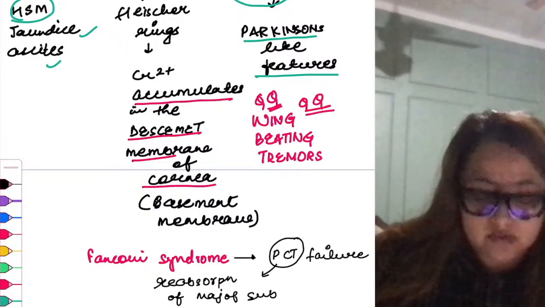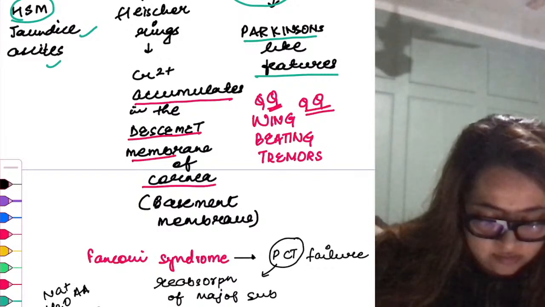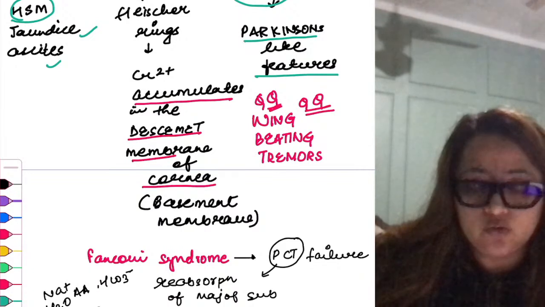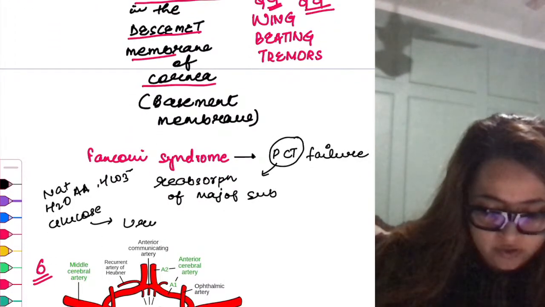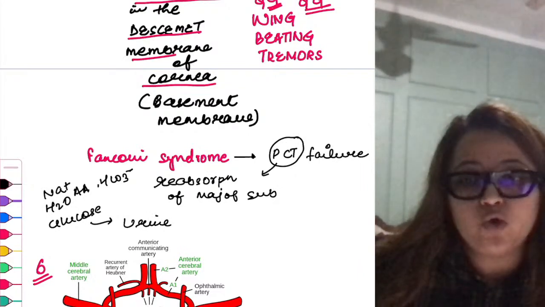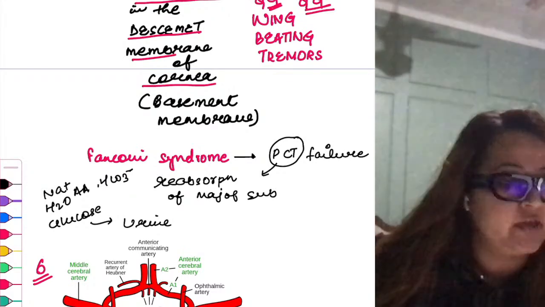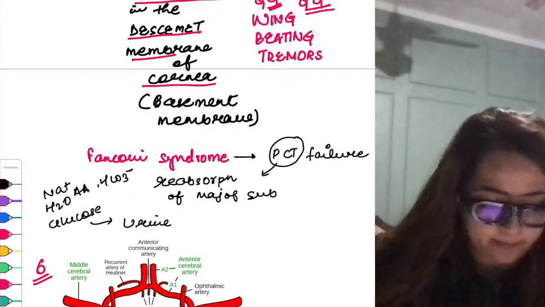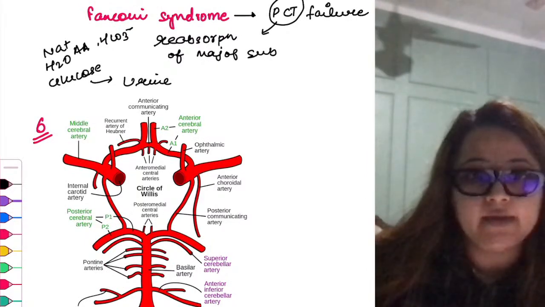This is the reason why sodium, water, glucose, amino acids, bicarb, all these things are coming out via urine, since PCT is not able to reabsorb all of them. So this is what happens in Fanconi syndrome. So keep this point in mind. Then moving on to the next high yield image.